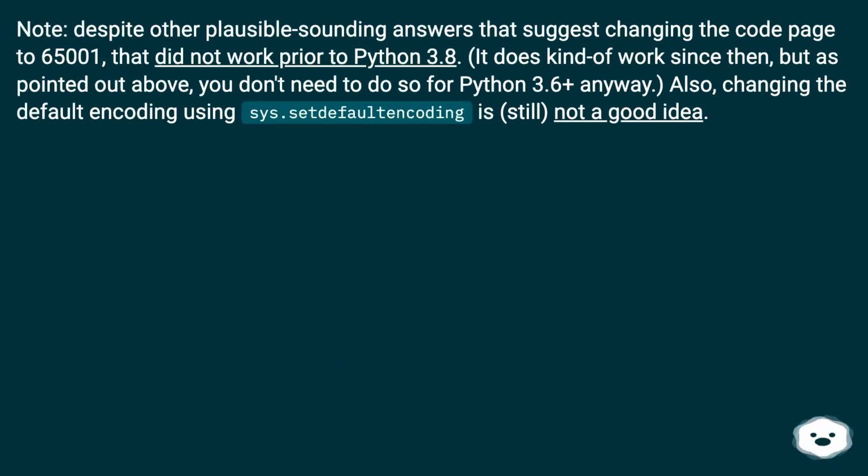Note, despite other plausible sounding answers that suggest changing the code page to 65001, that did not work prior to Python 3.8. It does kind of work since then, but as pointed out above, you don't need to do so for Python 3.6 plus anyway. Also, changing the default encoding using sys.setdefaultencoding is, still, not a good idea.